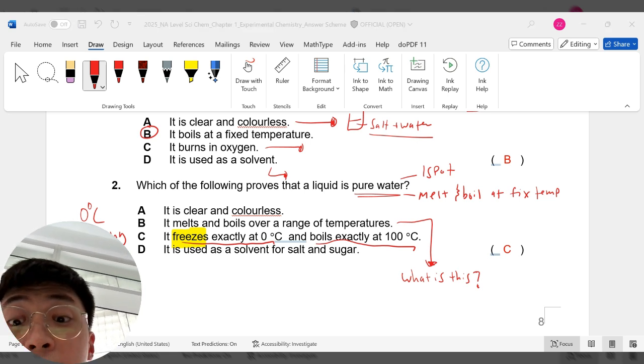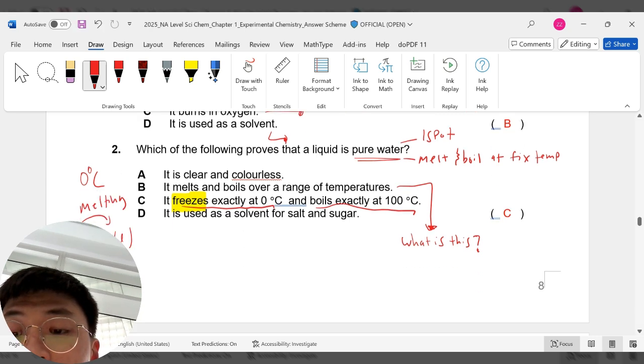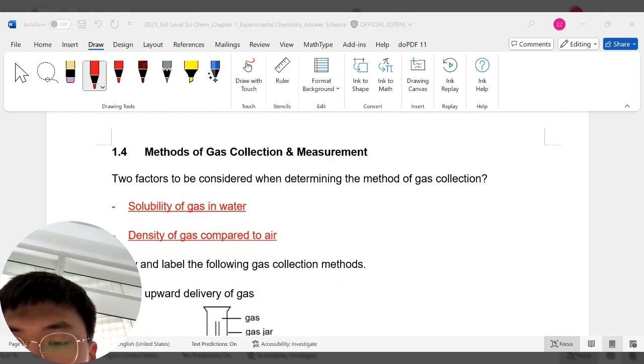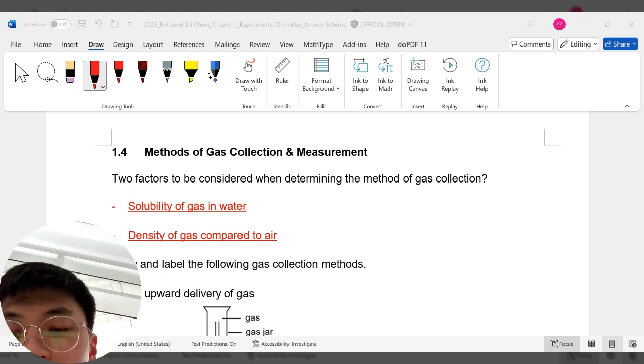Now you can go and try the next section, 1.4. But of course, you can go and read the items on the SLS first.